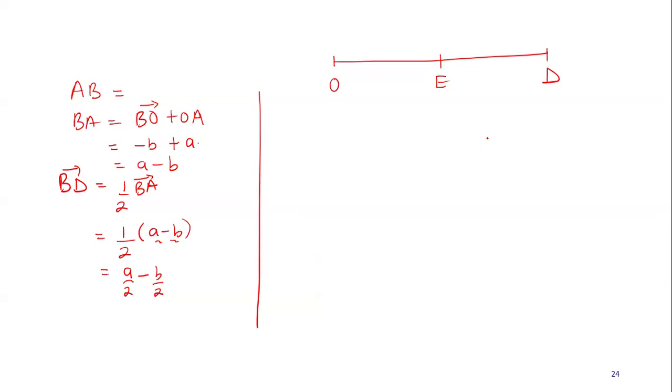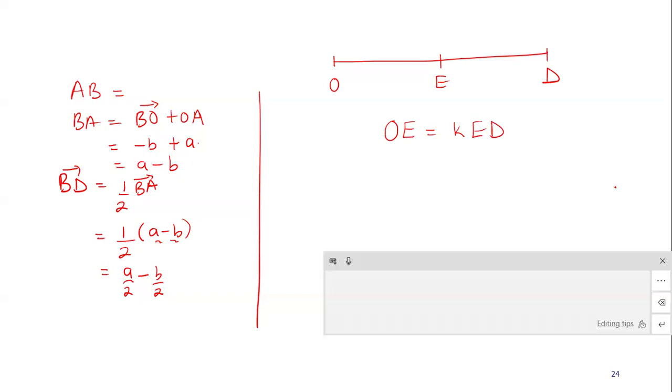Anyone who wants to try? We want to show that they lie along a straight line. So which vectors are you using? Okay, so to show that they lie along a straight line, we can use OE is equal to k ED. So we are trying to prove whether they lie along a straight line.